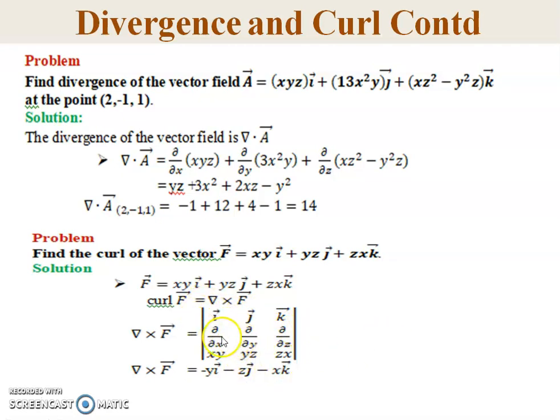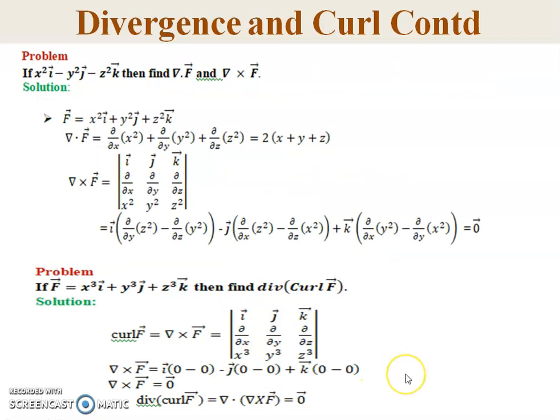Similarly, minus j into, leave the center column and first row. Now multiply these two. That means differentiate this with respect to x. So we have z here. Differentiate this with respect to y becomes 0. So minus z. Similarly, this column. Okay. Next problem. Same thing.